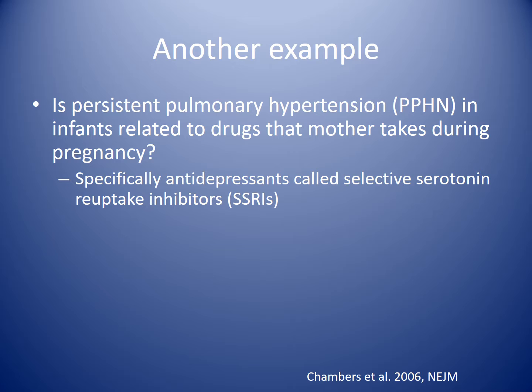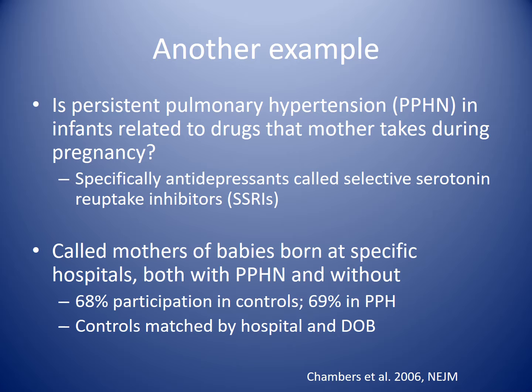And so a case control study was done. They called mothers of babies who were born at a variety of specific hospitals. Some had persistent pulmonary hypertension and some did not. 68% of the control moms agreed to participate, and 69% of the PPH moms agreed to participate. That's important because if there was a vast difference in those numbers, that could be a bias. And then they matched them by what hospital they were born in and the date of birth.